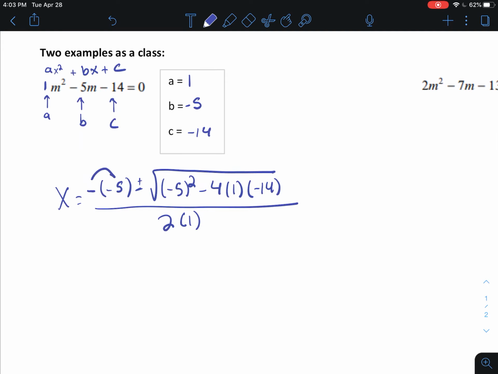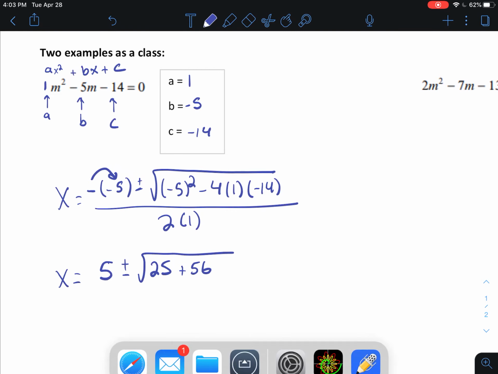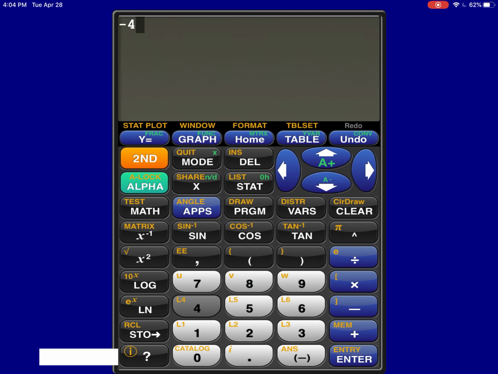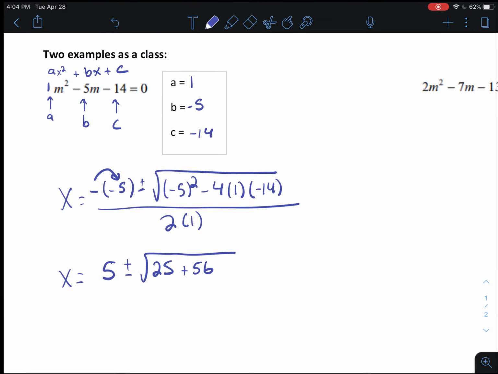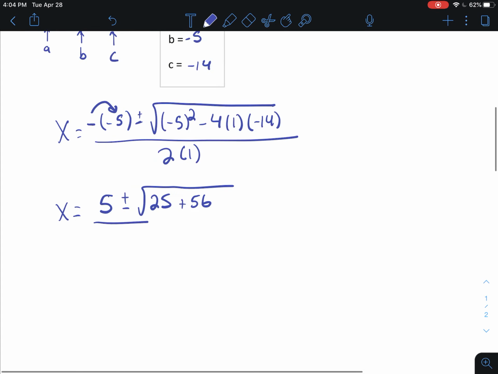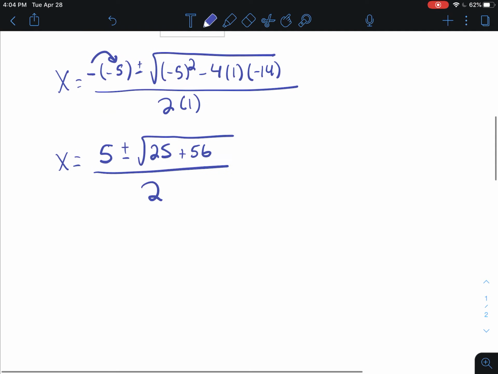So when we look at negative 5, that's going to give us positive 5, and then we say plus or minus the square root of negative 5 squared, so this value right here becomes 25, negative 4 times 1 times negative 14, so that's going to become positive 56, okay? Let me just check that real quick. Negative 4 times 1 times negative 14, positive 56. And then all of that is divided by just 2, because 2 times 1 gives us 2.